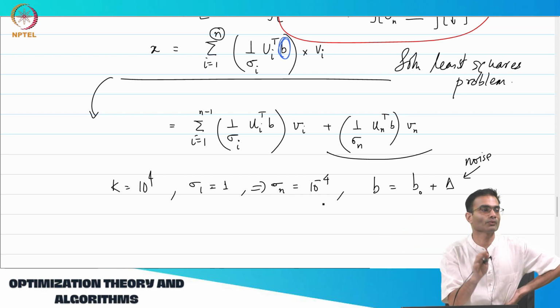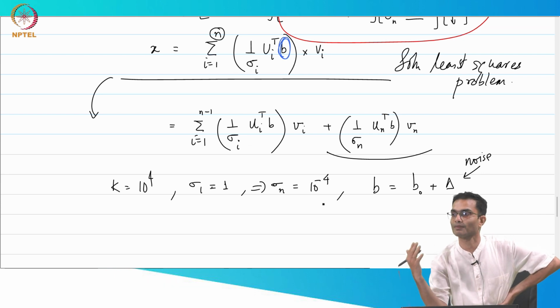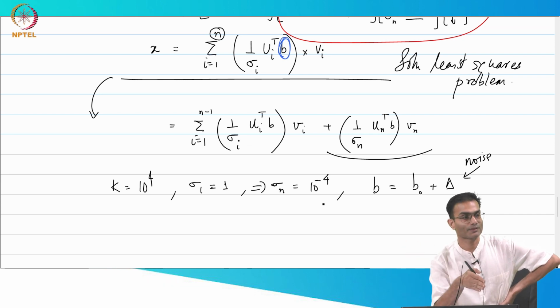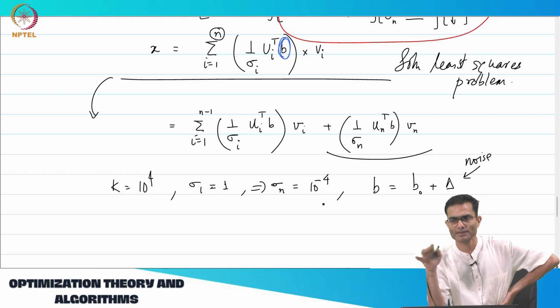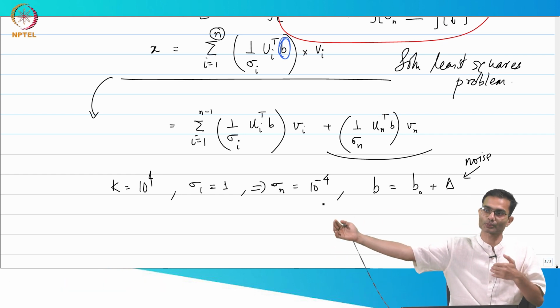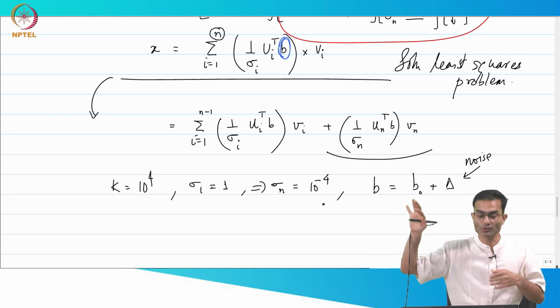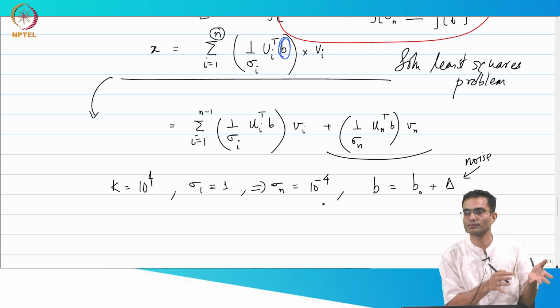And on the other hand, look at the higher singular values which you were so happy about. Sigma 1 was 1. That's forming the first part of the summation, 1 by sigma 1, 1 by 1, no problem. But it is competing against 10 to the 4 into the noise. So this noise over here in the solution is going to swamp your true solution.